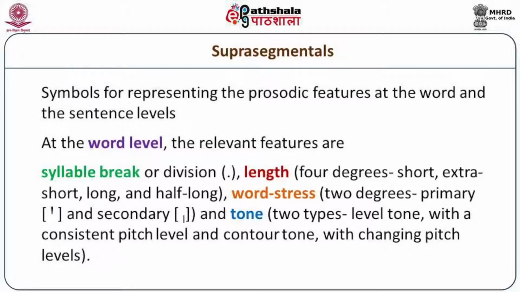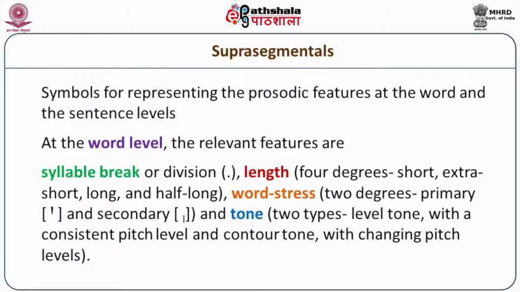1, the syllable break, symbolized by a dot. 2, length, symbolized by a colon, 2 dots. 3, word stress, symbolized by a bar. There are 2 types of word stress, the primary and secondary. The primary word stress is symbolized by a superscript, and a secondary word stress is symbolized by a subscript.